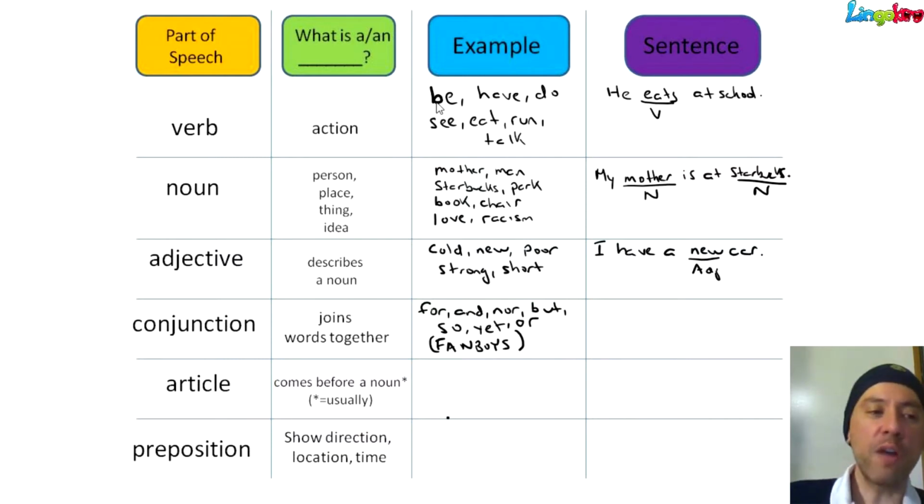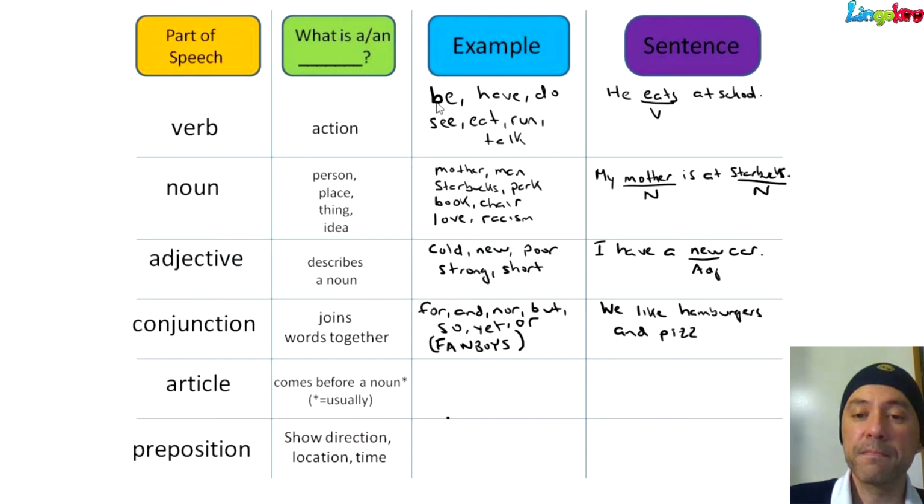All right? So an example of using a conjunction in a sentence could be, we like hamburgers and pizza. Okay? And so and is a conjunction. It joins words together. So it's combining that I like hamburgers and I like pizza. It puts these 2 ideas together.